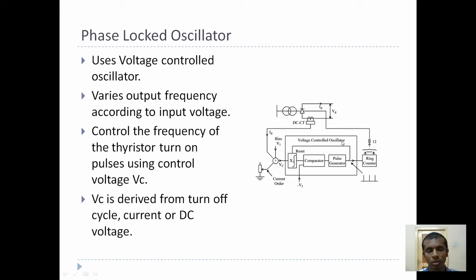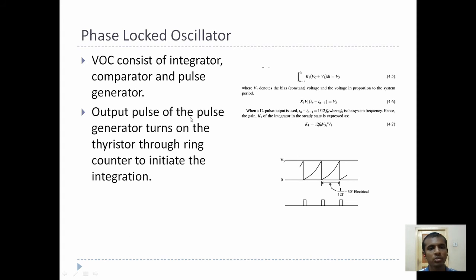The voltage control oscillator consists of an integrator, comparator and pulse generator. Output pulse of the pulse generator turns on the thyristor through the ring counter to initiate the integration. So this is the output for the phase lock loops. When the increasing voltage reaches the control voltage VC, a pulse is given out. So when the control voltage V3 is increased, the time interval between pulses also increases. When it is decreased, the time interval between pulses also decreases.